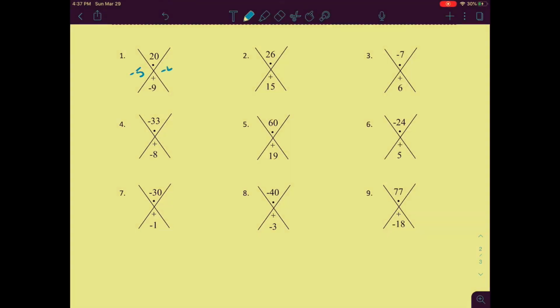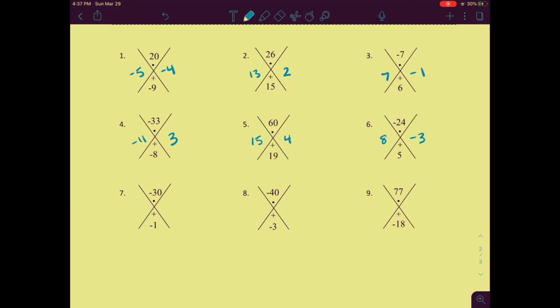So for number 1, I'm just going to write down the answers. Negative 5 and negative 4 would be the two numbers that we want there. For number 2, you will want to come up with 13 and 2 because that multiplies to 26 and it adds up to 15. Now for number 3, you wanted to come up with the number 7 and negative 1 because if you notice, they multiply to get negative 7 and you add them up to get 6. For number 4 here, you wanted the two numbers to be negative 11 and positive 3. For number 5, 15 and 4 would have been the two numbers you wanted.